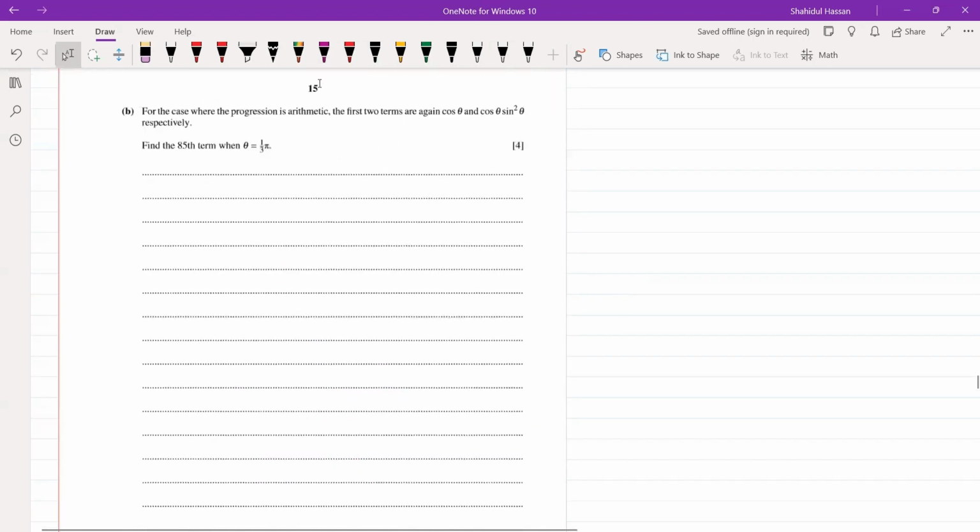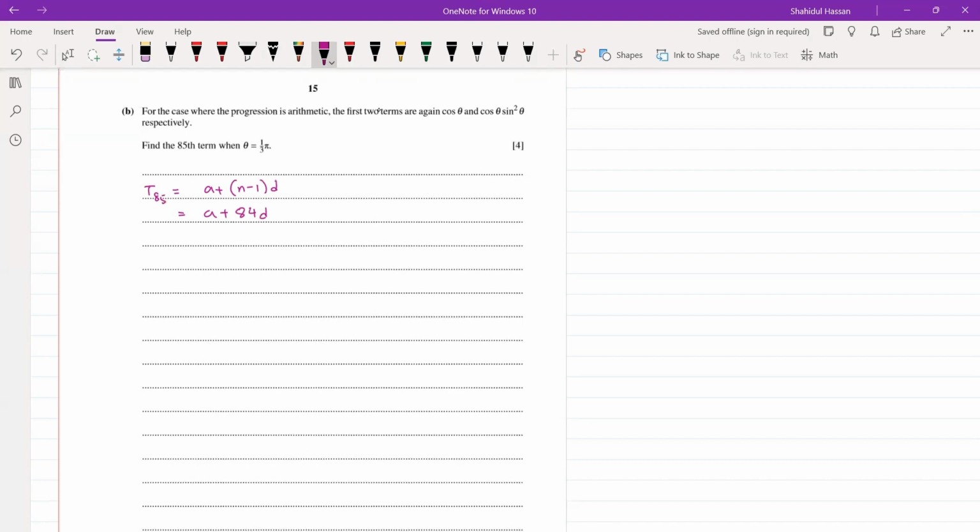The next part is for the case where the progression is arithmetic. The first two terms are again cos theta and cos theta sine square theta respectively. Find the 85th term. If you want to find the 85th term, T85, that will be a plus 84d. Or you can write a plus n minus 1 times d, where n is the number of terms. In this case it's 85, so 85 minus 1 is 84.